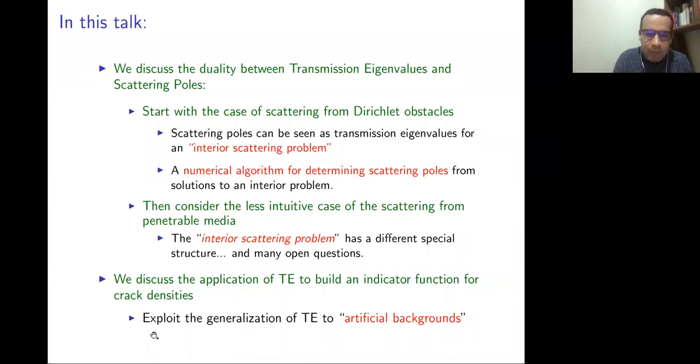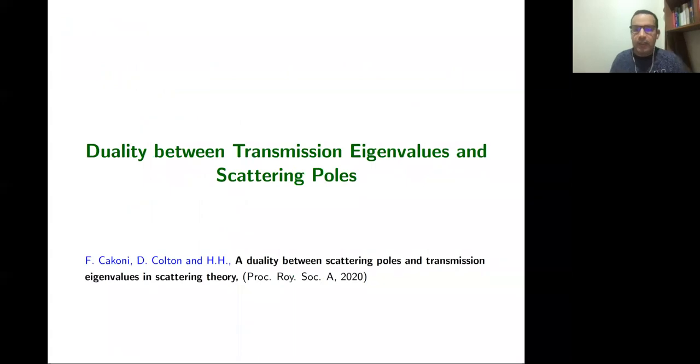And then in the second part, I will discuss applications of this inside-outside duality for cracks. The main trouble there is that for cracks there is no interior, so we have to do something else, and this is where the notion of artificial background comes in. Let me start this first part, which is mainly based on this paper with Albert Sakon and David Cole.